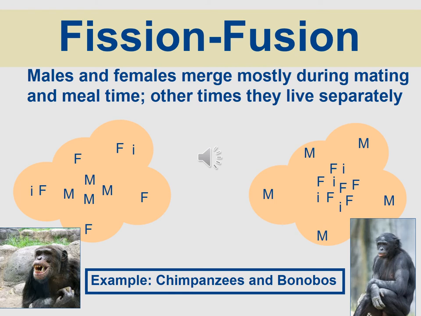Another strategy that primatologists mention that's specific for chimpanzees and bonobos is fission-fusion. Fission meaning that at times they're separate. Fusion meaning at times they are together. When you look at chimpanzees and bonobos, the males and the females actually kind of stick to their own groups. And the times that they are together, fusion, are for obvious things like mating, but also things like feeding and meal times.